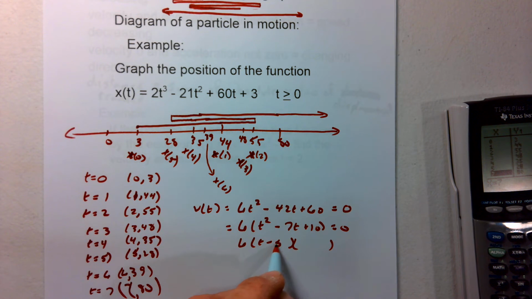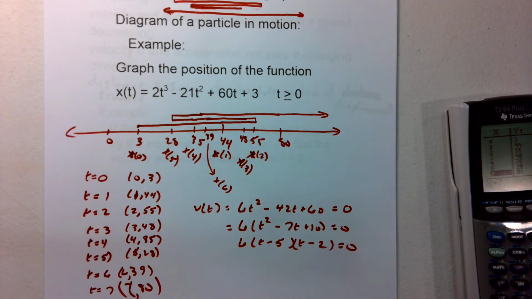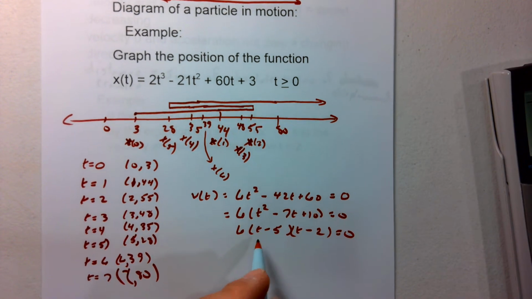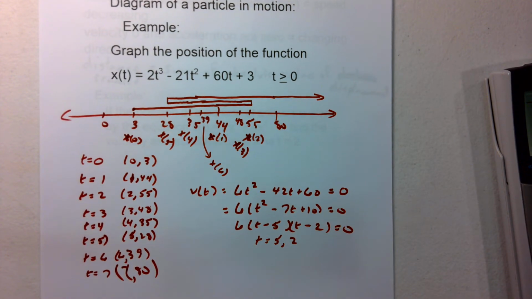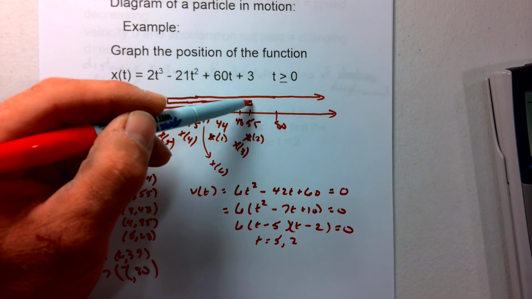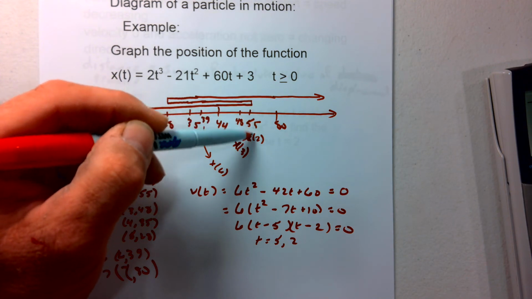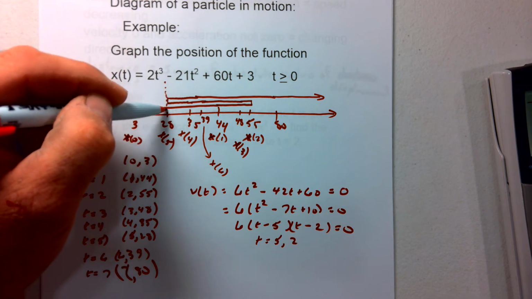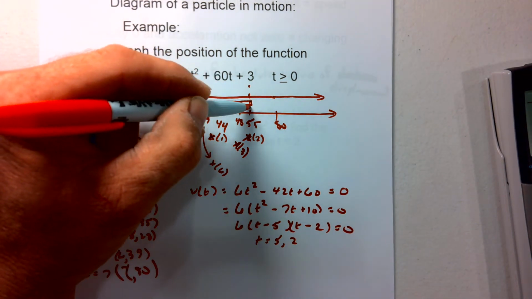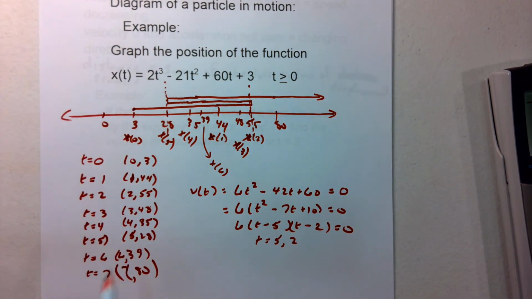Factor that out, we get t minus 5, t minus 2. That gives our negative 7 for our middle term. So we see that t equals 5 and t equals 2. Since t equals 5 and t equals 2 are our zeros, notice what happened at time t equals 2 and time t equals 5. So I'm going to go ahead and maybe draw in some dotted lines there to show a little bit of what's happening there.